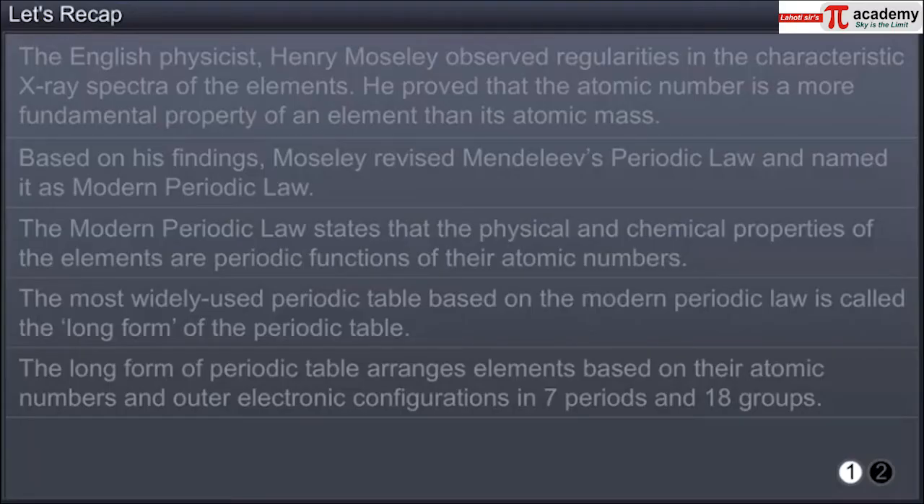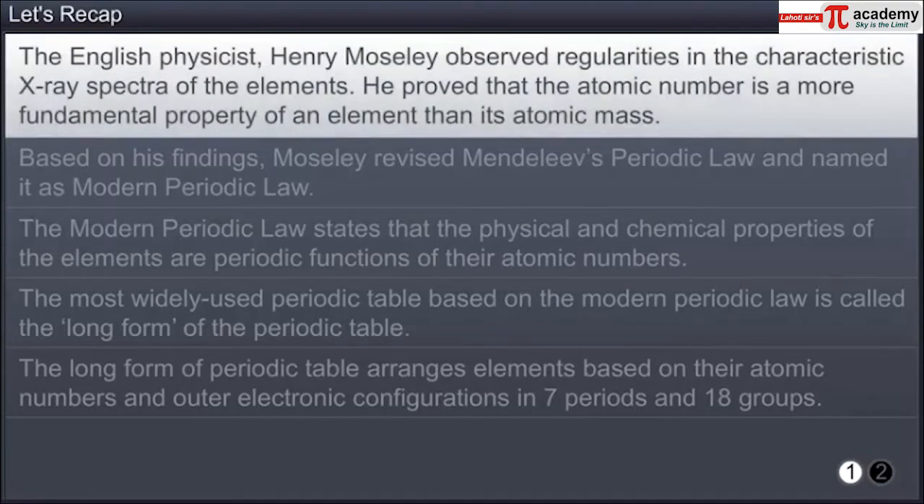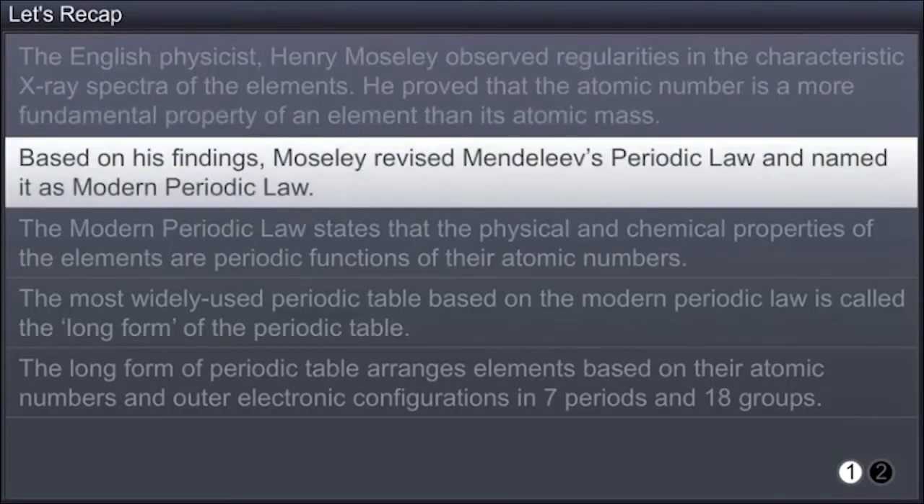You have now reached the end of this module. In this module, you learned that the English physicist Henry Moseley observed regularities in the characteristic X-ray spectra of the elements. He proved that the atomic number is a more fundamental property of an element than its atomic mass. Based on his findings, Moseley revised Mendeleev's periodic law and named it as modern periodic law.